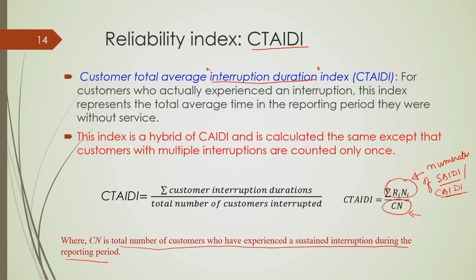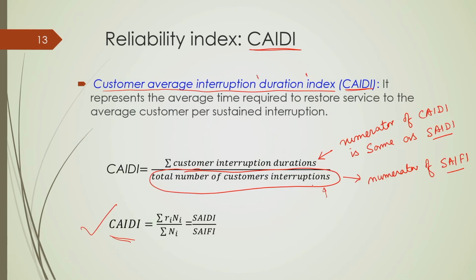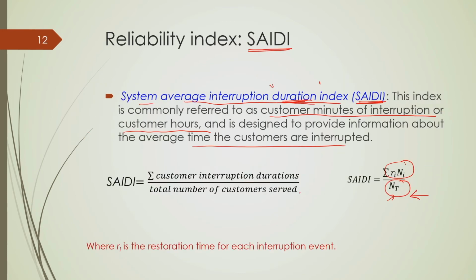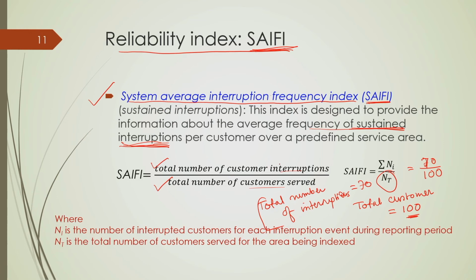Okay. It may so happen that in the denominator of this CTAIDI and the numerator of this SAIFI, where we have the total number of interruptions, this total number of interruptions is 70, but there may be a customer who experienced 7 interruptions. So, these 7 interruptions are inside this value of 70, but those customers cannot be identified in this index.